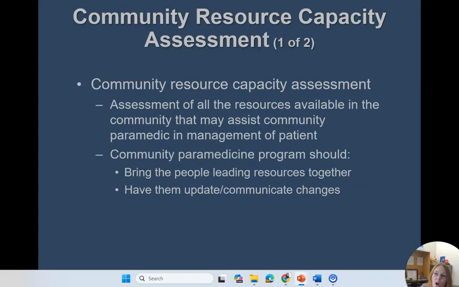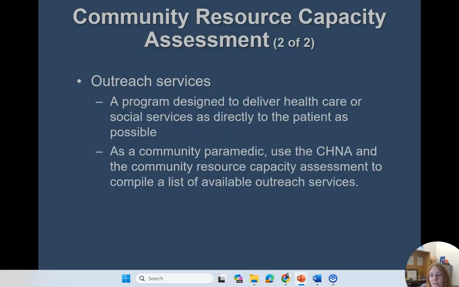This assessment inventories all community resources that can support patient care. The problem is lists are usually scattered and outdated. A strong CP program is going to bring leaders together regularly to update a shared resource guide. Sometimes this also can be called a care coordination council. Part of this assessment is documenting outreach services, programs that deliver care directly to the patients. That might be a mobile health crisis team, a home visiting nurse, or an FQHC mobile clinic. As a CP, your job is to know what exists and maintain the most current, up-to-date list.